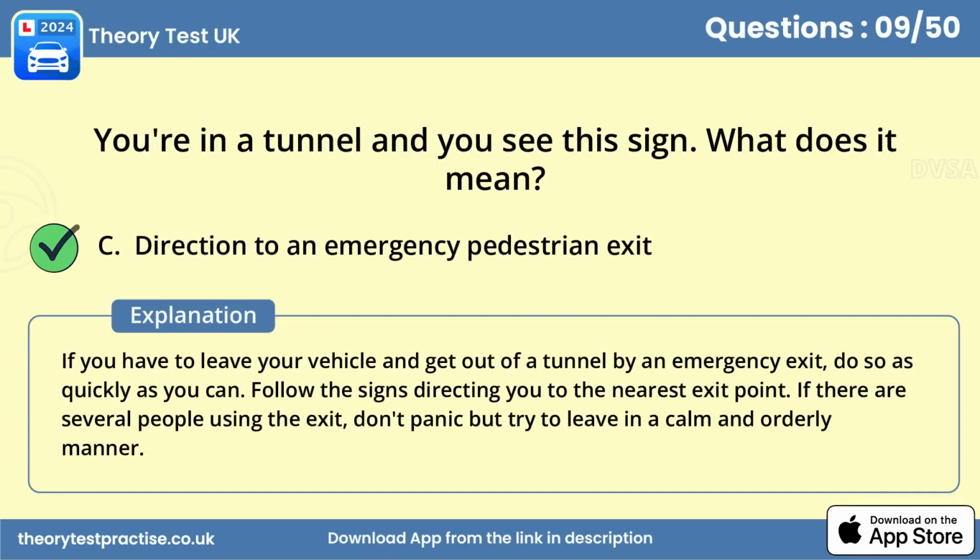If you have to leave your vehicle and get out of a tunnel by an emergency exit, do so as quickly as you can. Follow the signs directing you to the nearest exit point. If there are several people using the exit, don't panic but try to leave in a calm and orderly manner.